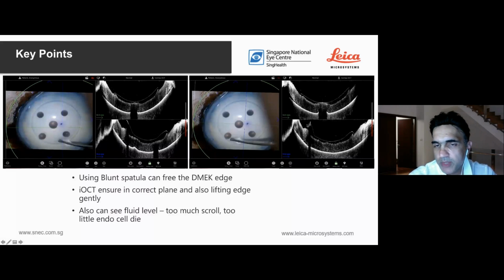And also the OCT is showing me that I'm in the correct plane under my DMEK tissue, over my stromal bed itself. And you can see how much fluid there is over here. Okay, so there's very shallow fluid on the surface over here. And I keep it shallow on purpose because I do not want to put too much fluid on the surface, because I do not want to get a tight scroll or go into a scroll configuration. If it's too little, the endothelial cells are going to die, because it's going to become dried out.